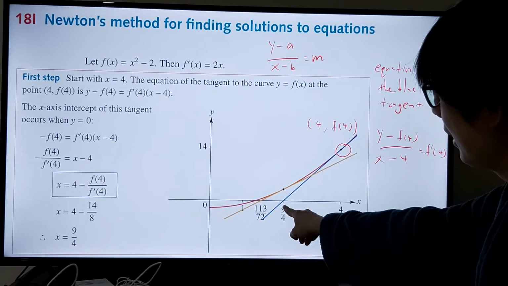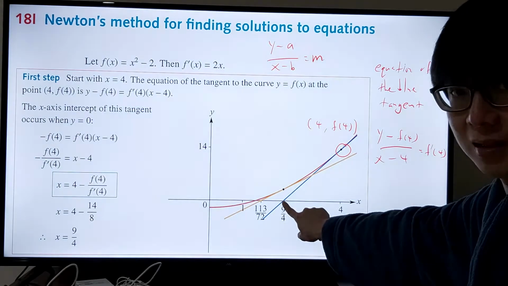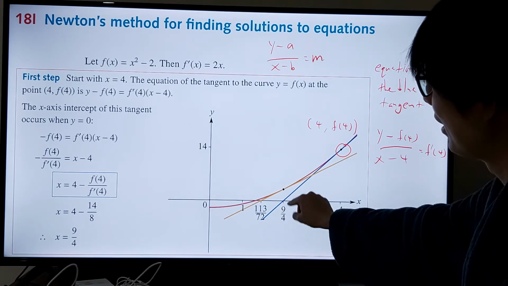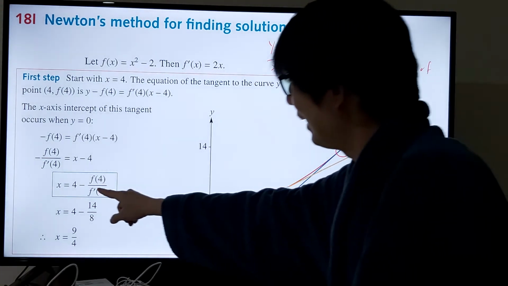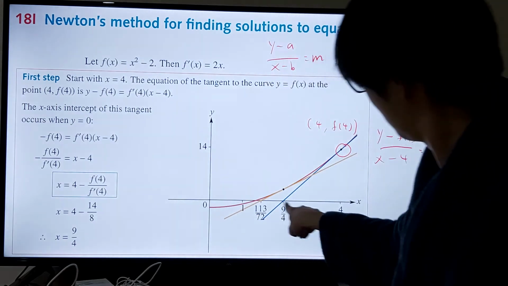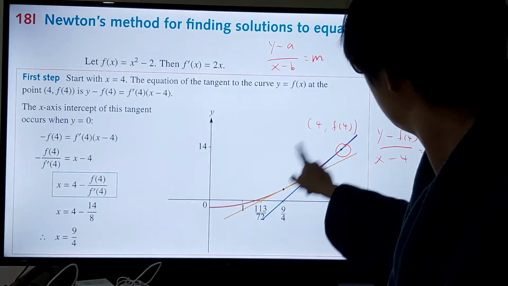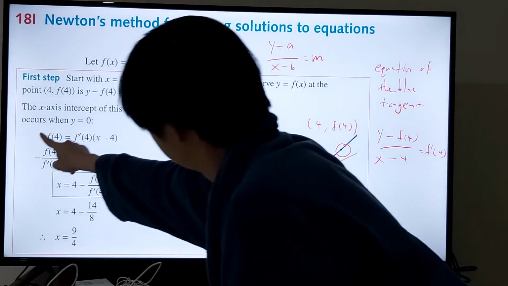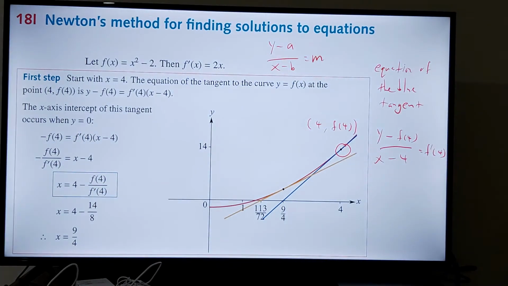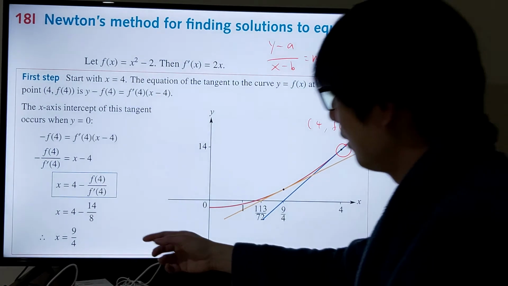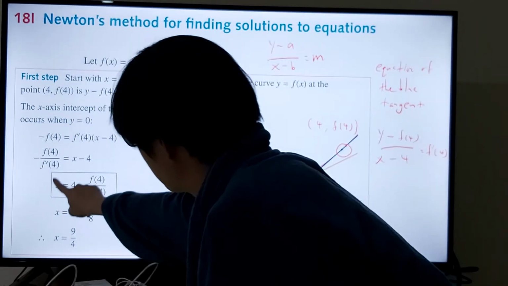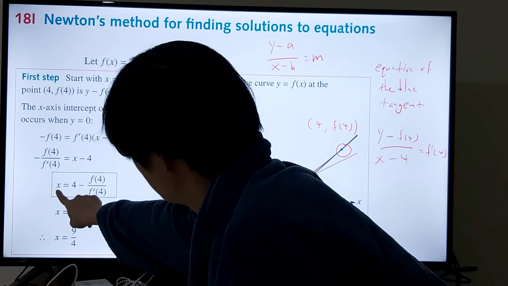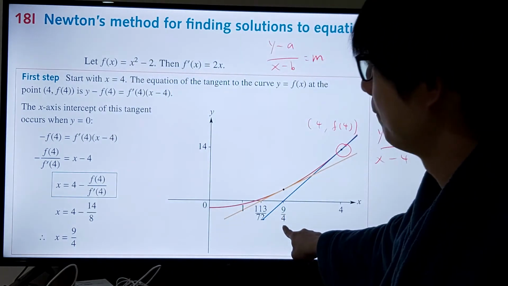Now, this blue tangent will cut the x-axis at this point. So how do I get this 9 over 4? It's by substituting y equals 0, because this is where y equals 0, into this equation. So I get this relationship. This relationship is the key. Eventually you get x equals 9 over 4.